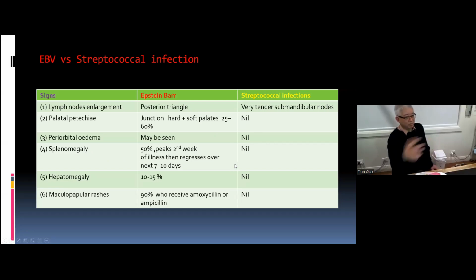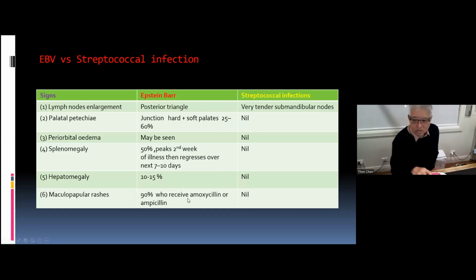So they tell them don't play contact sports for 3 weeks. Contact sports, then you get a splenic rupture, which presents as abdominal pain and decrease in hematocrit, which is diagnosed by ultrasound. Hepatomegaly, not so common, but also seen in 10 to 15%.